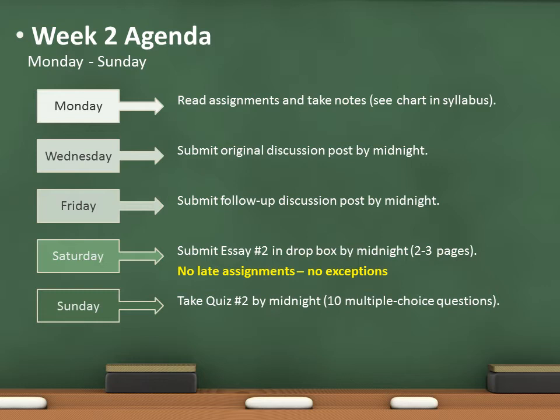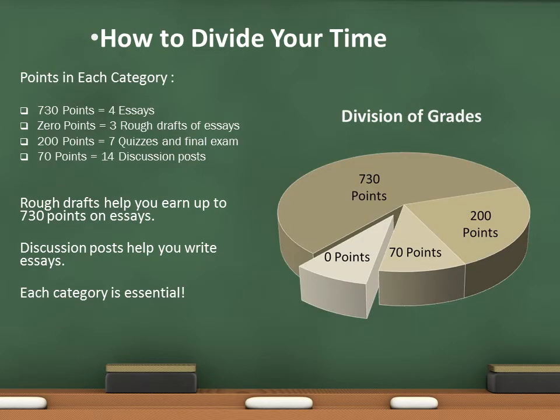Essay number 2 is a little different this time. It goes in the Dropbox by midnight. It's 2 to 3 pages. There's no late assignments because it is a rough draft. There's no grade for it, but you can't get feedback if you submit it after midnight. And take quiz number 2. It's similar to the format used for last week.